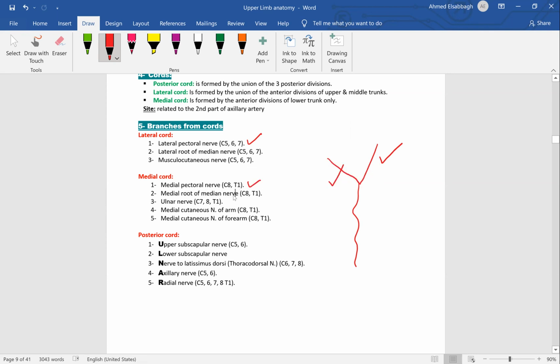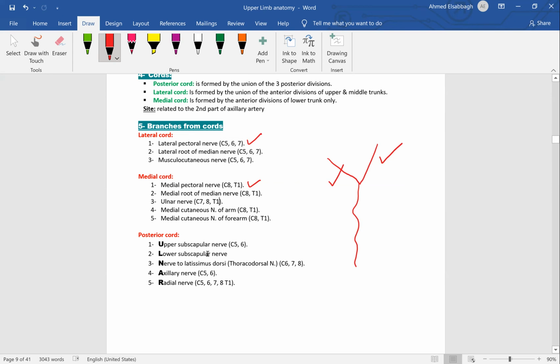Then each one will give a very important nerve. Lateral cord gives a branch which is called musculocutaneous nerve, which is the nerve of the anterior compartment of the arm. The medial cord will give the ulnar nerve, which is a very important upper limb nerve. Medial cord also gives the medial cutaneous nerve of arm and the medial cutaneous nerve of forearm, but they are not that important. Just know these three and these three.